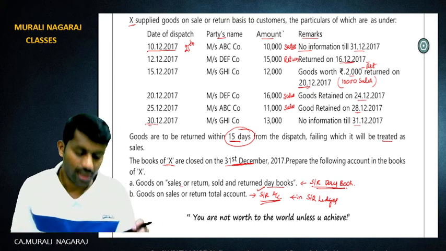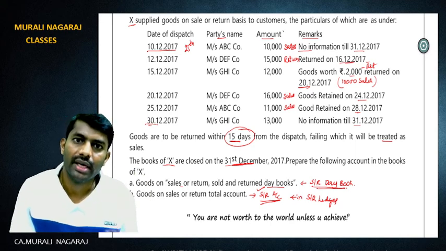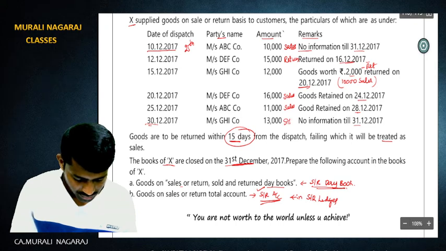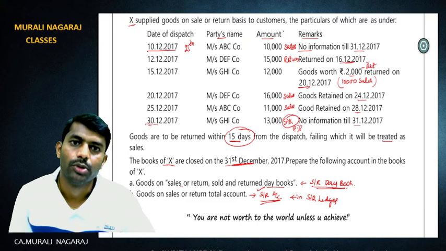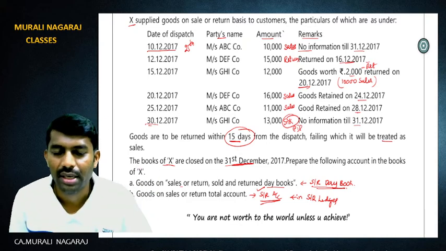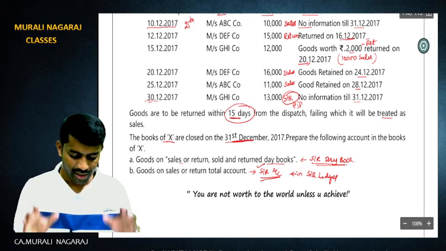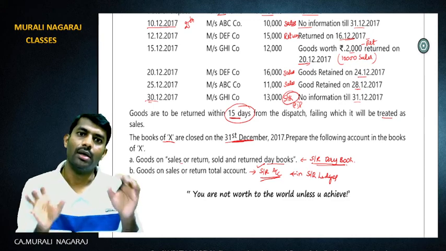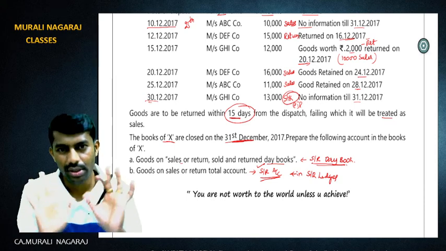But here on 31st we are closing the books. So that day it is neither accepted nor rejected, and also 15 days is not expired. Therefore, this is stock with customer. Stock at invoice price is there, so at cost price we are supposed to pass it. Suppose you are recording inside the main ledger, that is the general ledger. But here they have asked only in memorandum books: how you will prepare the day book, as well as how in a memorandum ledger you will prepare the sale or return account. That's all they have asked.